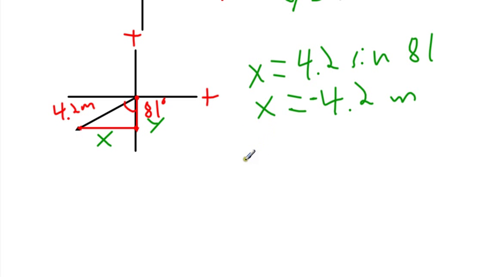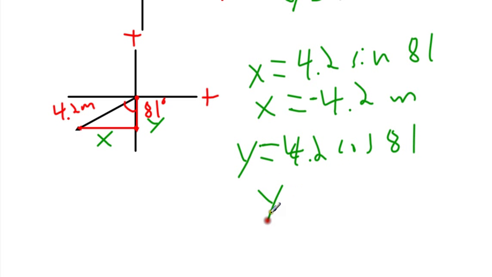Now, let's look at our y. Our y is adjacent to our angle now, so we're going to be using our cosine. So y is equal to 4.2 cosine of 81 degrees. So our y is equal to 0.66. So that's what your calculator is going to give to you. We know that that's going to be negative.